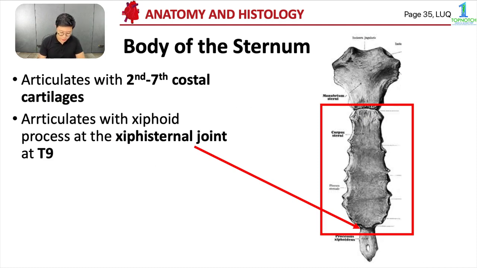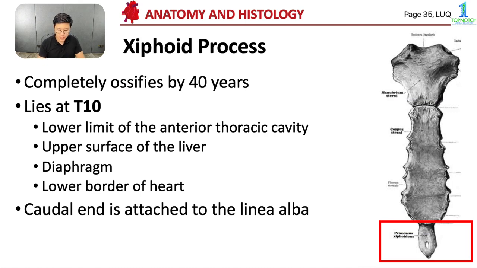So the body of the sternum articulates with the 2nd to 7th costal cartilages. And it also articulates with the xiphoid process, this one, at the xiphisternal joint. And this is at T9. And now the xiphoid process, take note that it completely ossifies only when you're at 40. It lies at T10. So kung yung xiphisternal joint ay sa T9, si xiphoid process nasa T10.